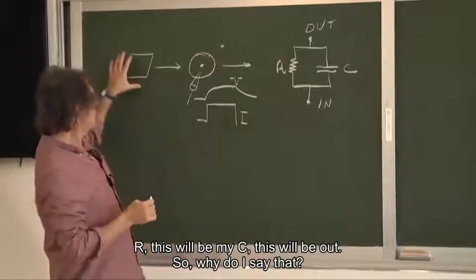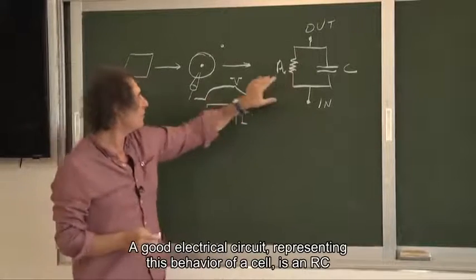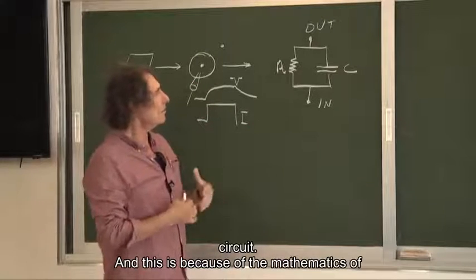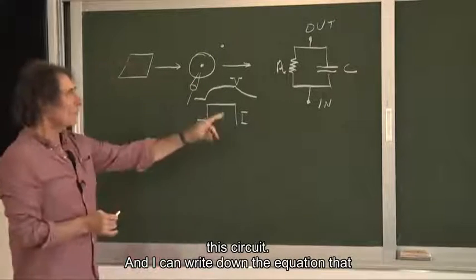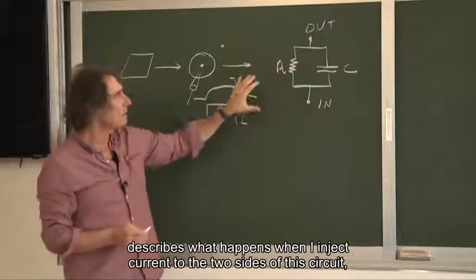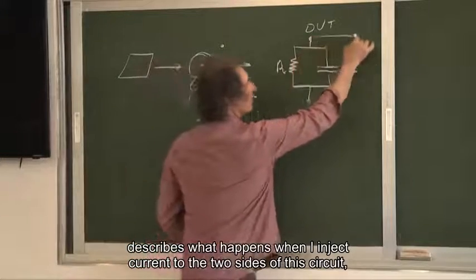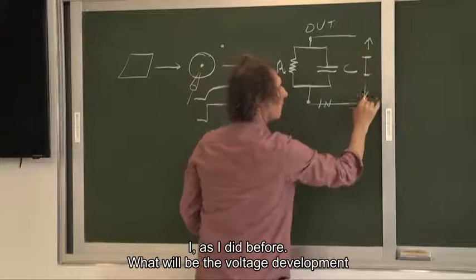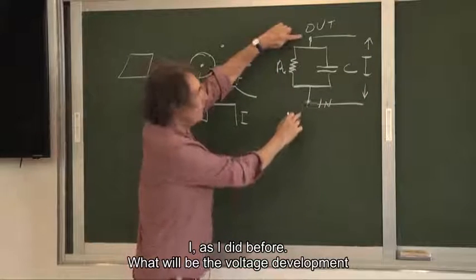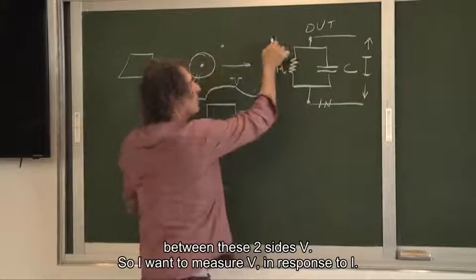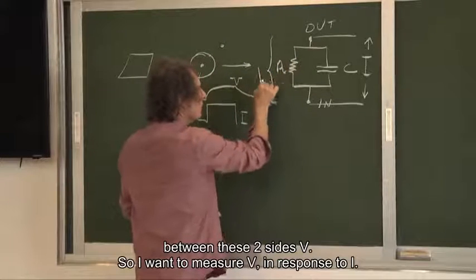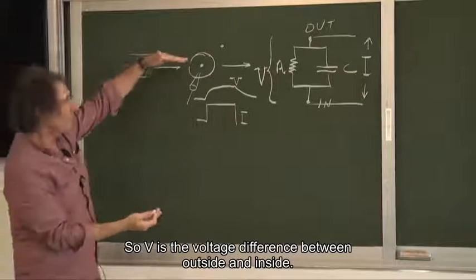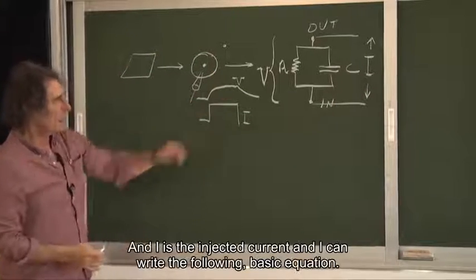So why do I say that a good electrical circuit representing this behavior of a cell is an RC circuit? This is because of the mathematics of this circuit. I can write down the equation that describes what happens when I inject current into the two sides of this circuit, I, as I did before. What will be the voltage development between these two sides, V? So I want to measure V in response to I. V is the voltage difference between outside and inside, and I is the injected current.